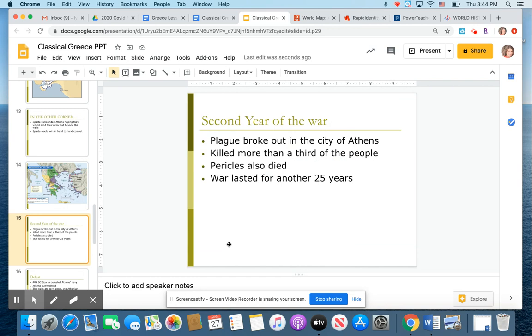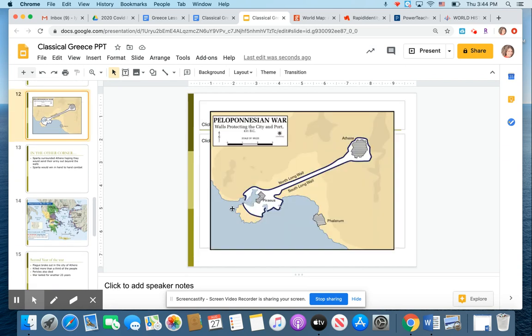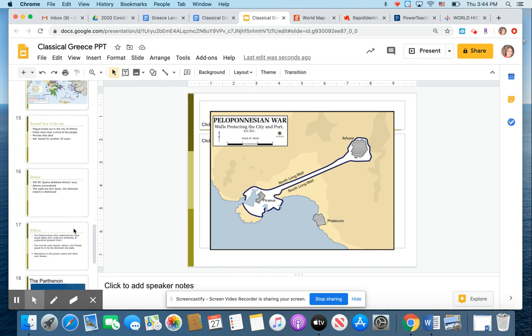All right, during the second year of the war, plague breaks out in the city of Athens, and it was brought in through the port city. So one of the places that was providing them with food brings in a disease, a plague, much like we're experiencing now, only this one was far more deadly. And it spreads all throughout the city of Athens. Here's the problem. They can't leave their city. They can't get out past and go outside of the walls because the Spartans are there. And if they leave the walls, the Spartans are just going to kill them.